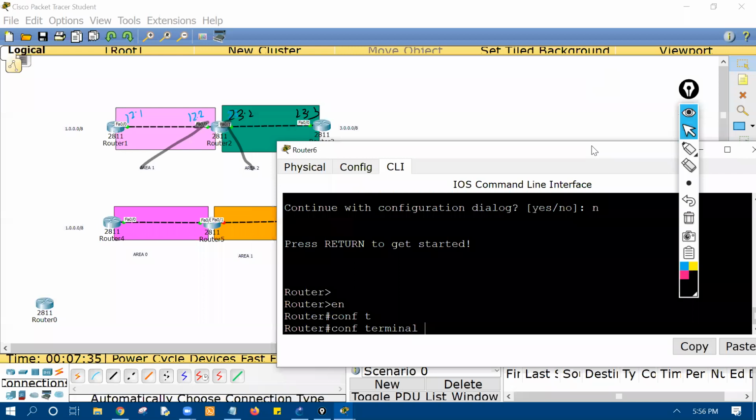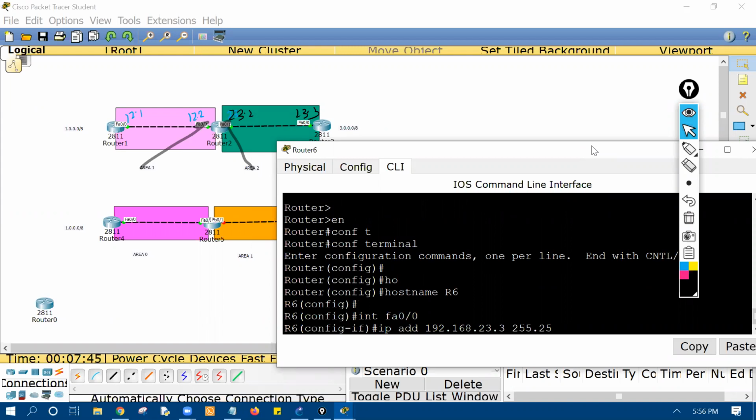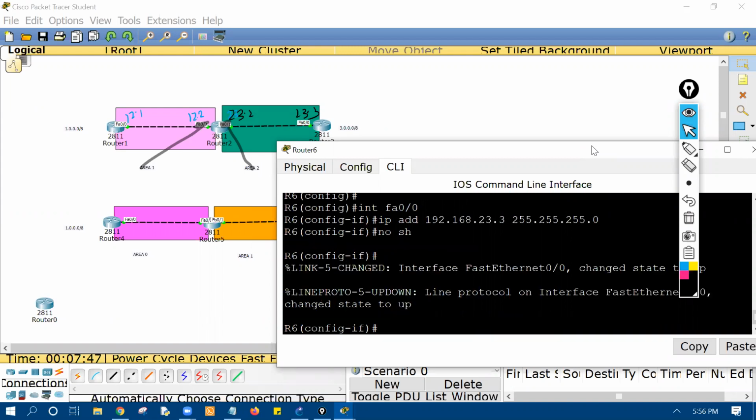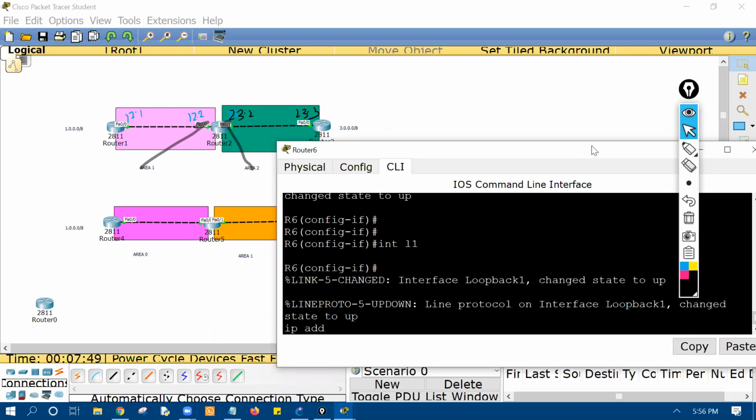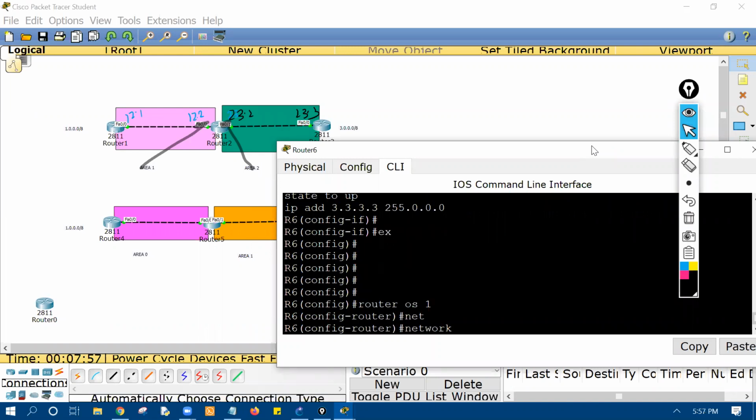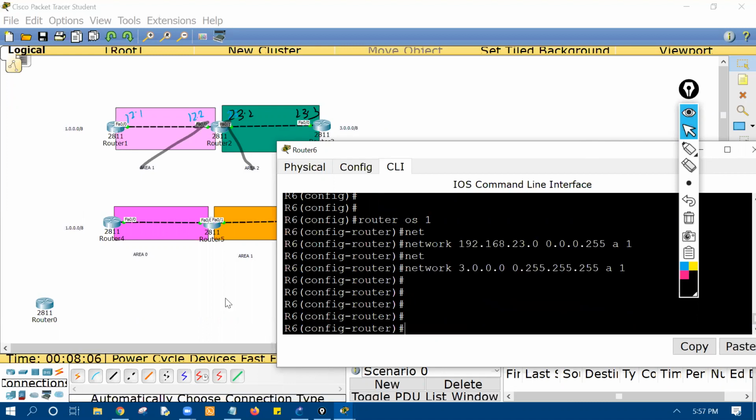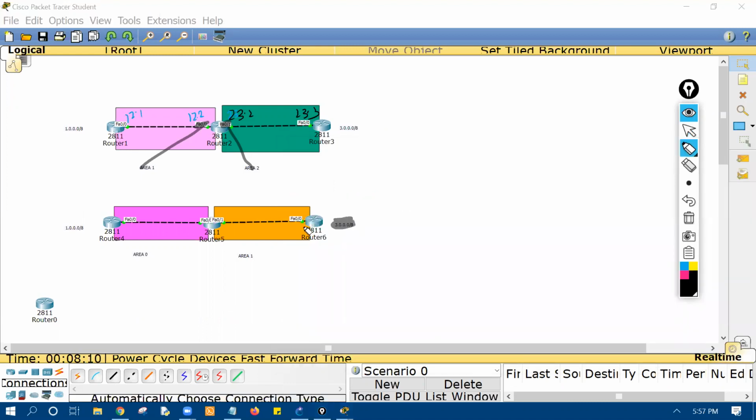Enable, config terminal, hostname R6, right? Interface 0/0. Interface loopback number 3.3.3. Then let me configure the OSPF. Router OSPF number 1, network, area 1, network, area 1, right? So on R6 I have configured this interface as area number 0 and area number 1, this interface, right?